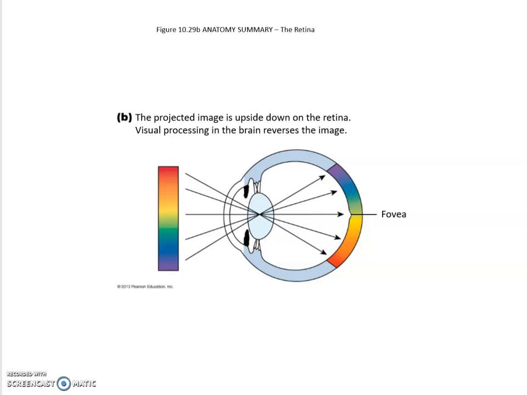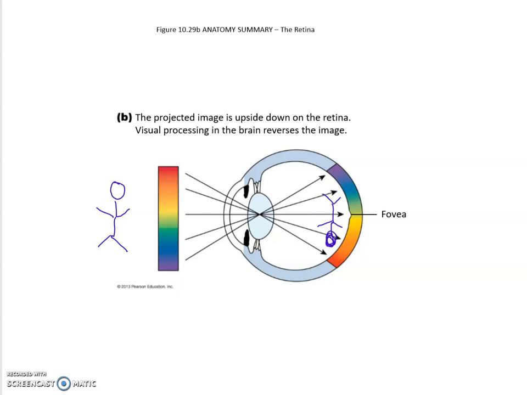And so what you're projecting onto the retina is actually upside down. So basically, let's say if we draw a stick figure right there. So here's your stick figure. You're looking at this image right here. What's getting projected onto the retina is upside down.